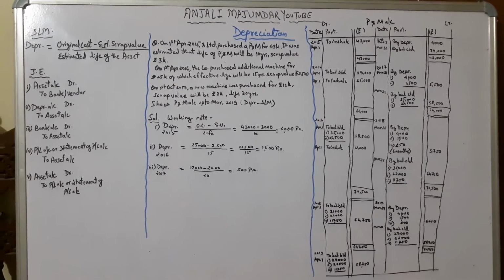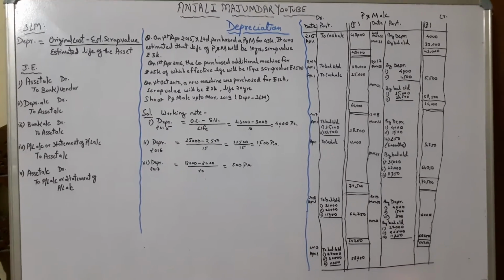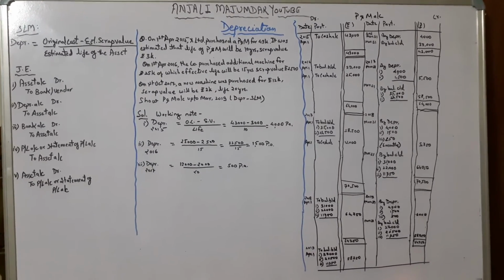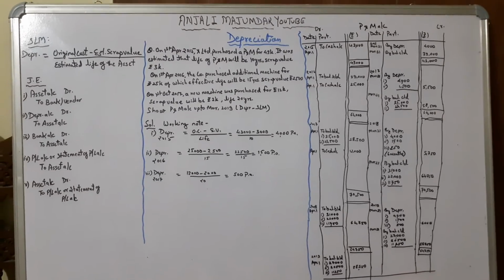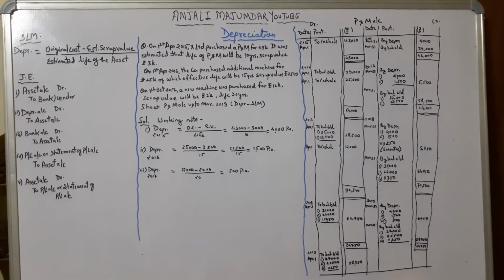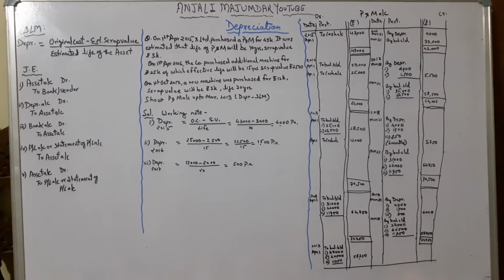The question says to calculate depreciation by SLM method up to 2019. So first of all, we will do a working note. Now, working note represents the calculation of depreciation yearly. By applying the formula of depreciation, we calculate depreciation on a yearly basis. That means the depreciation is of 12 months.